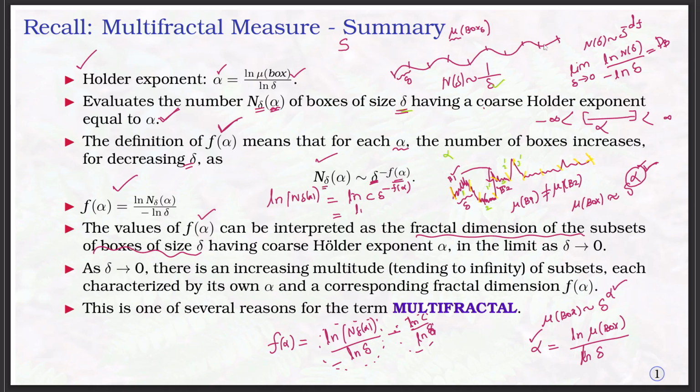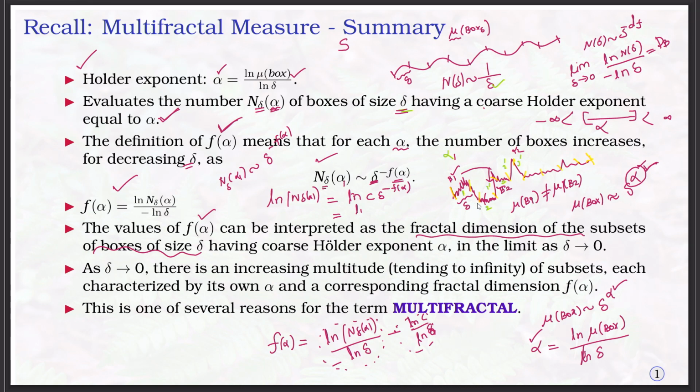If you are covering by a set of boxes, among all the boxes, only 3 boxes have the Holder exponent of some fixed value, alpha 1. With respect to this alpha 1, the power law property holds. If it is alpha 1, then N delta of alpha 1 is directly proportional to delta to the power minus f of alpha, where delta is fixed. So here we are getting the number of boxes, 3, and these 3 boxes have the fractal dimension.